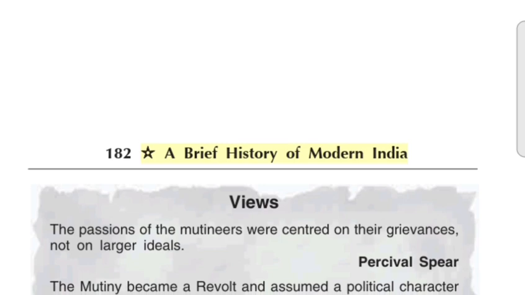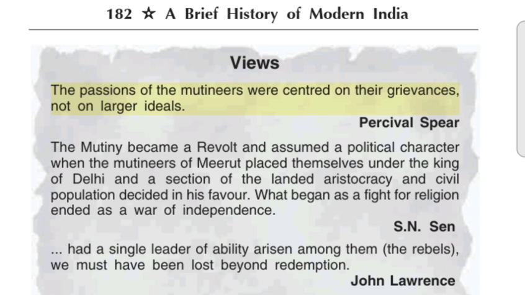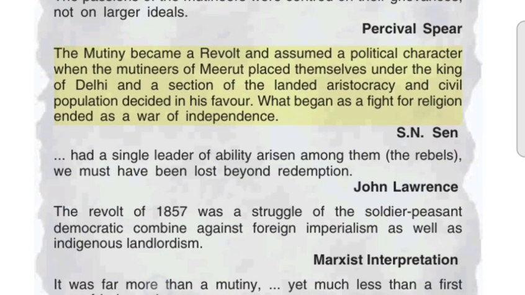A brief history of modern India views the passions of the mutineers were centered on their grievances, not on larger ideals. The mutiny became a revolt and assumed a political character when the mutineers of Meerut placed themselves under the King of Delhi, and a section of the landed aristocracy and civil population decided in his favor. What began as a fight for religion ended as a war of independence. Percival Spear.